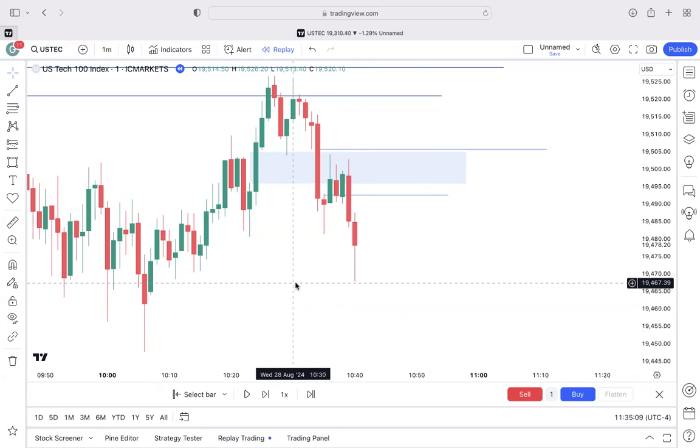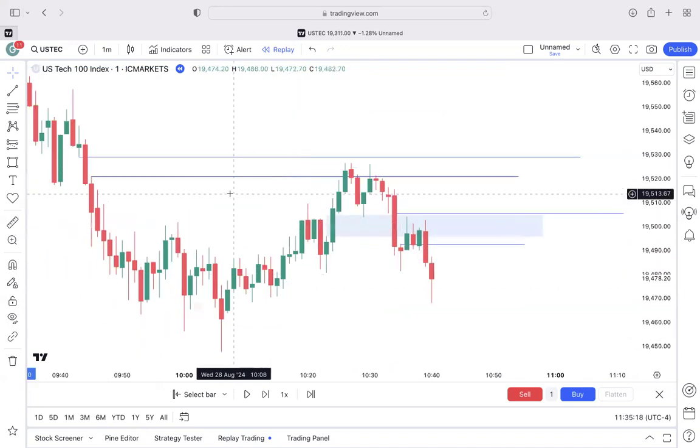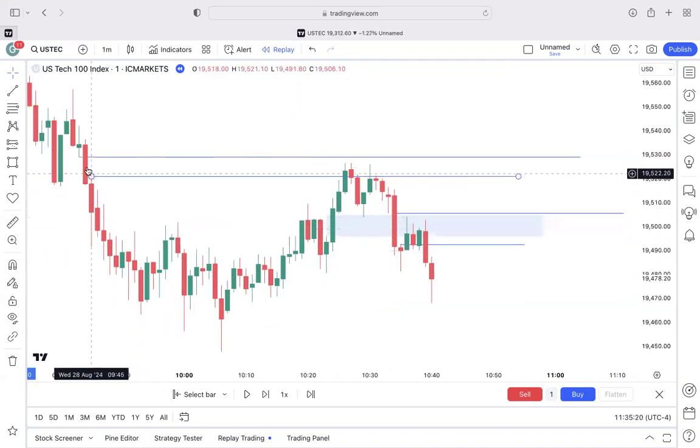Who cares? So this looks like a real inversion fair value gap to me. But it also made sense because we're expecting lower prices. Here's that fair value gap.